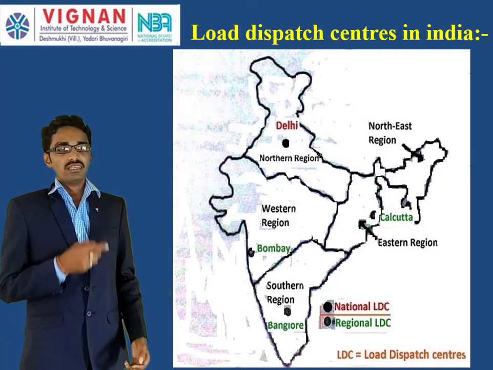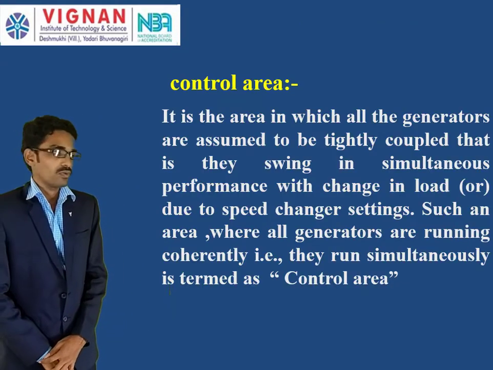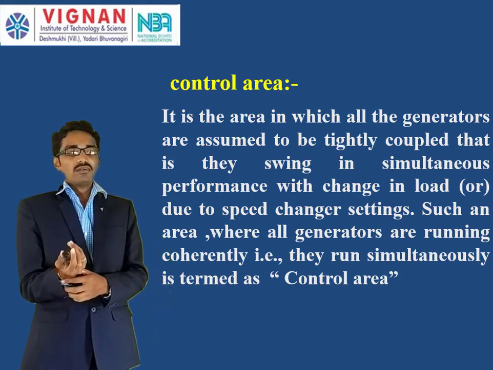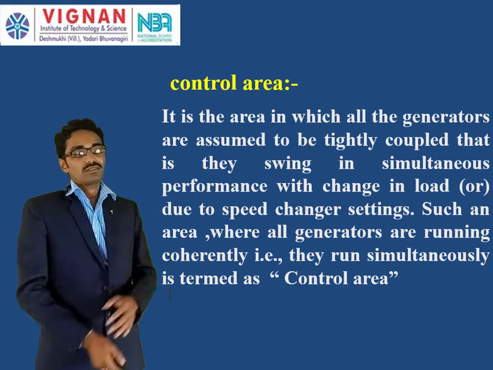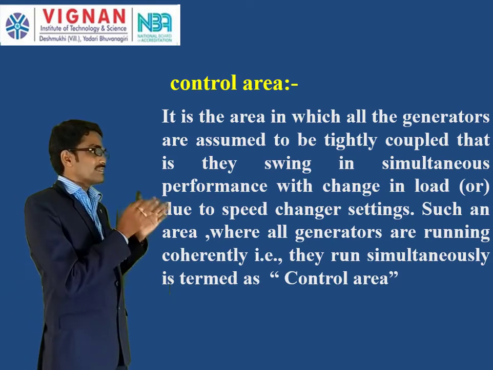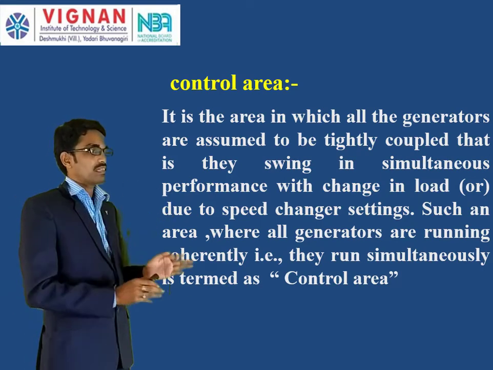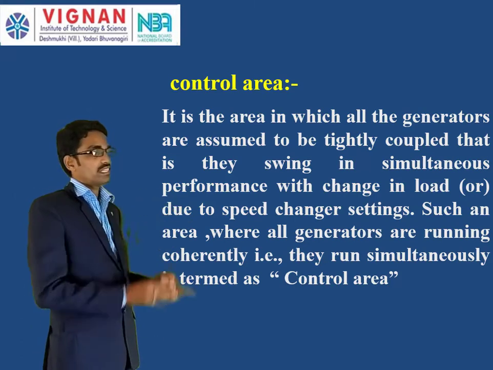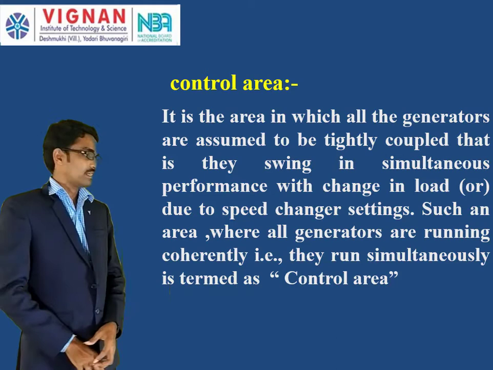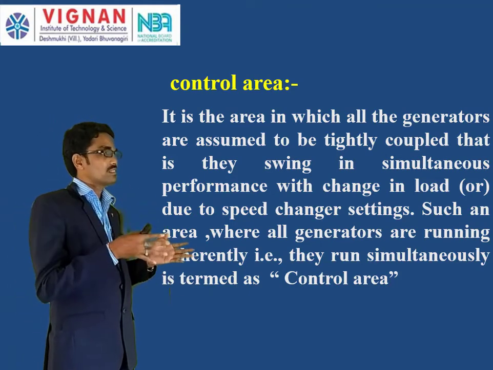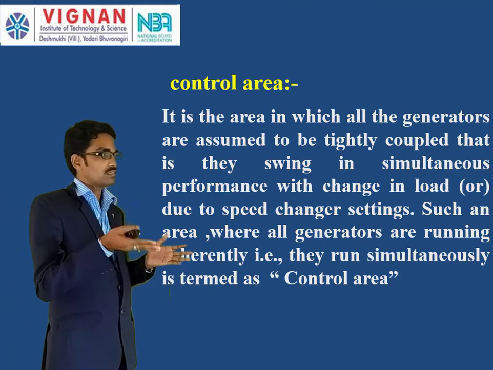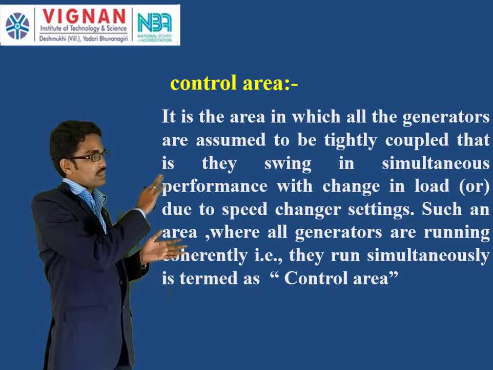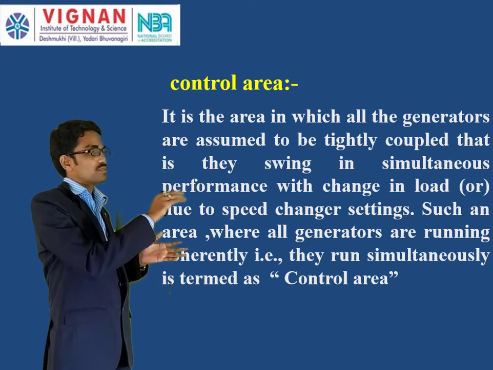centers. Then if I come to control area, what is actually the control area? Control area is an area where all the generators are connected together, and all the generators operate simultaneously. That is what we call coherent operation of generators. That means if there is any change in the load, according to that change in the load, all the generators are going to change their speed governor setting.